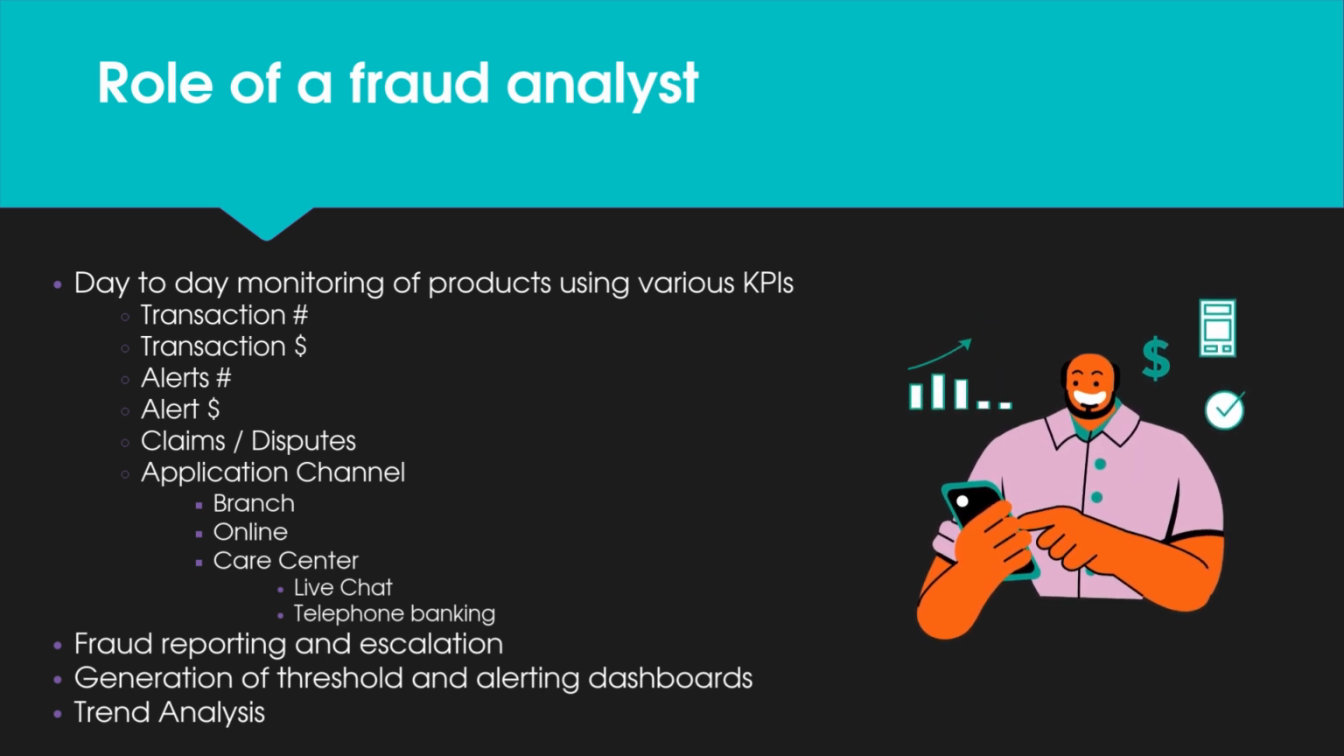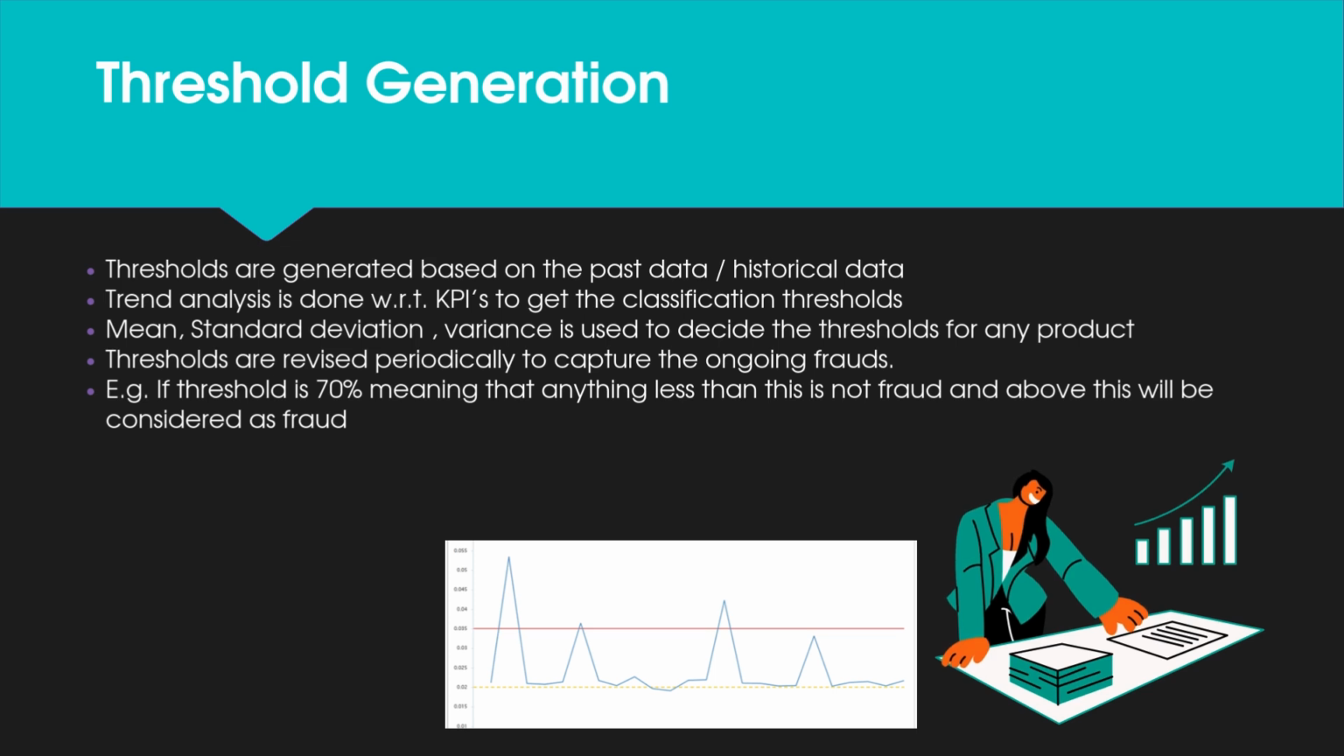So how are thresholds generated? Thresholds are based on historical data and trend analysis. Fraud analysts use methods like calculating mean, standard deviation, and variance to establish classification thresholds. Sometimes they also use the interquartile range, or IQR, to determine upper and lower limits. These thresholds are updated periodically to keep pace with evolving fraud patterns.